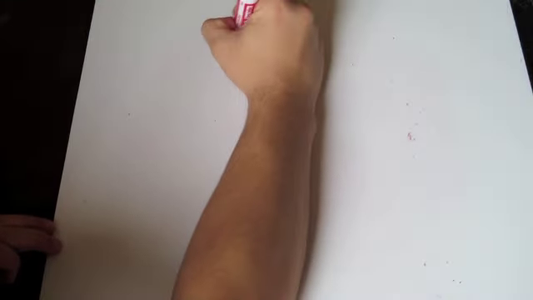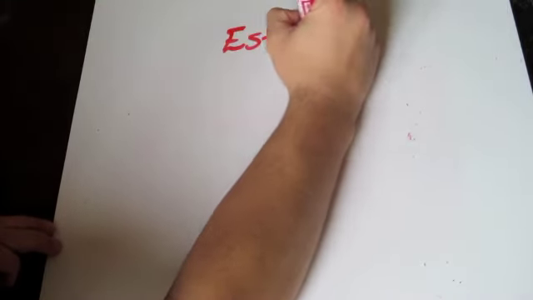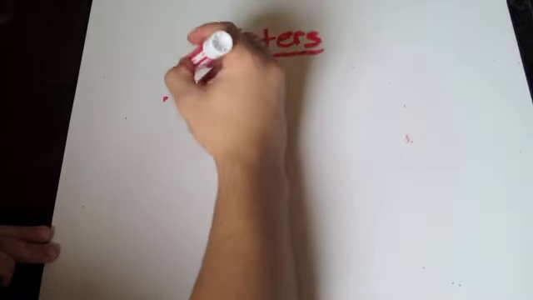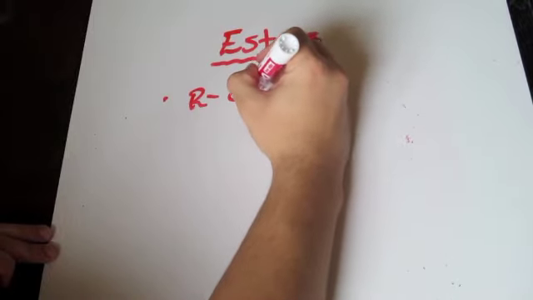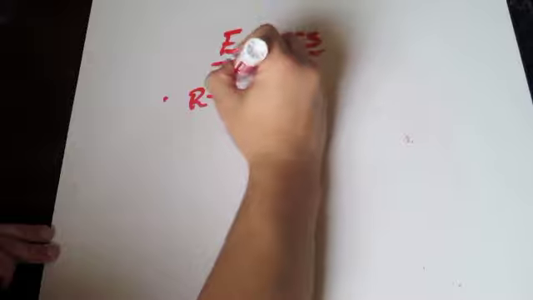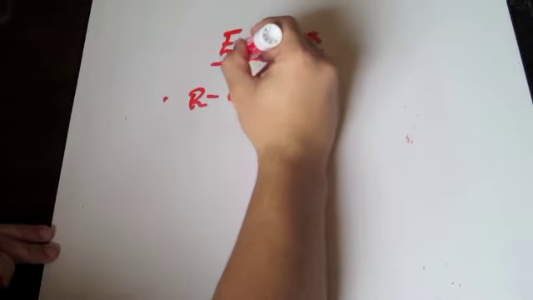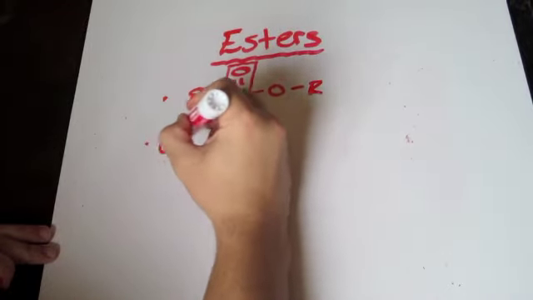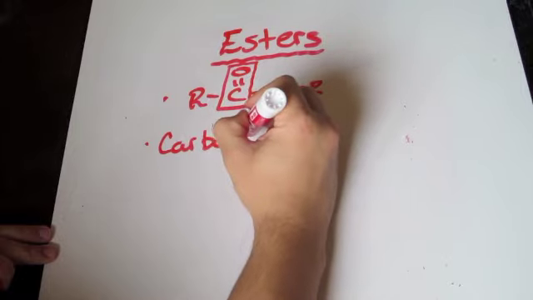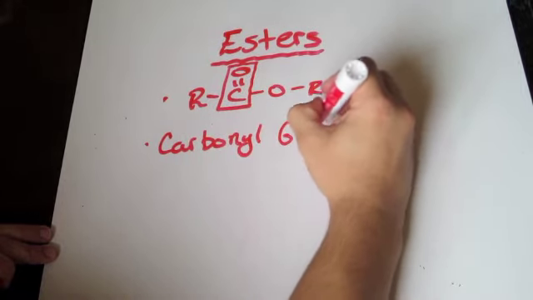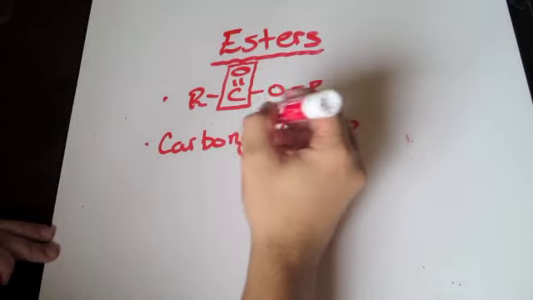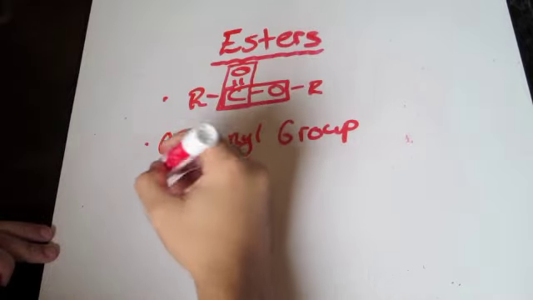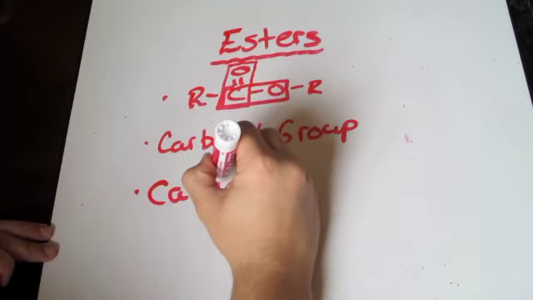Today we're going to take a look at esters. The general formula of an ester will allow us to understand them a little greater. As we can see here, this is our carbonyl group, composed of a carbon atom double bonded to an oxygen atom. This carbonyl group is further bonded to a single oxygen atom. And this is what defines an ester.